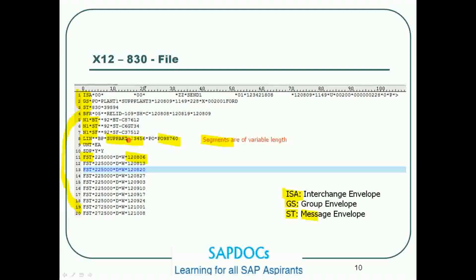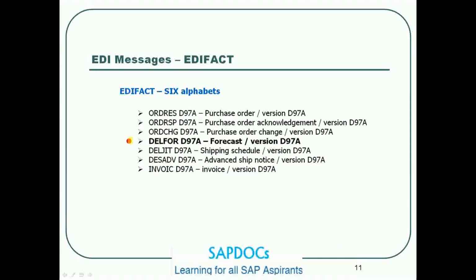Now let's look at EDIFACT messages. For EDIFACT, the messages are defined by 6 characters. They are all alpha characters, and they are more descriptive than X12. ORDERS is the PO, purchase order, and D96A is a version.